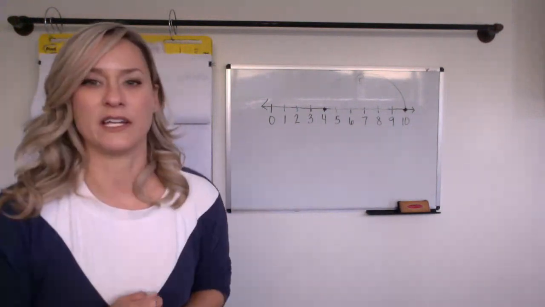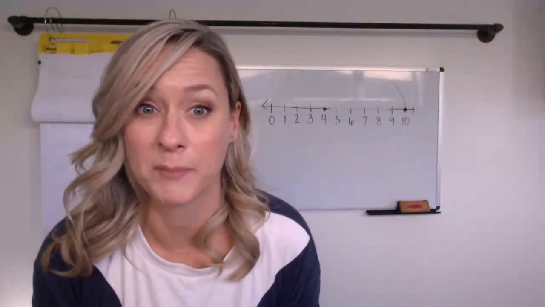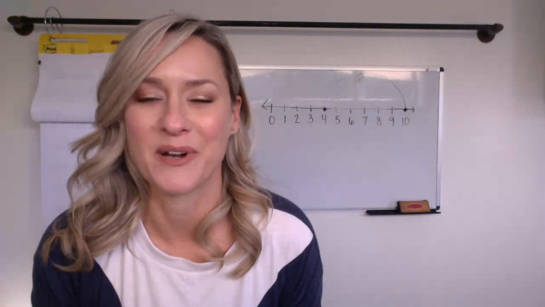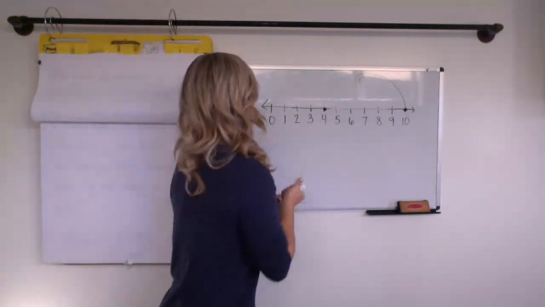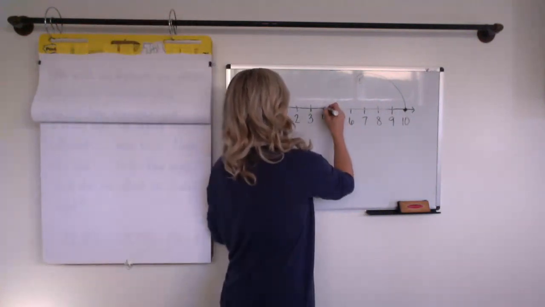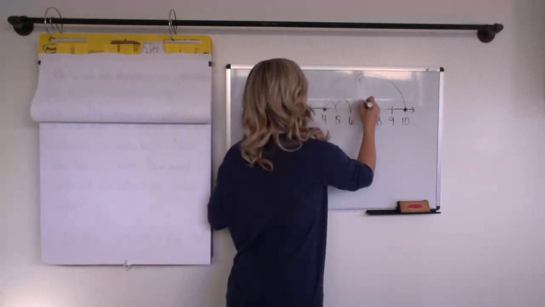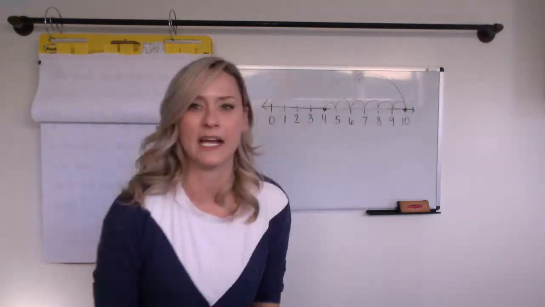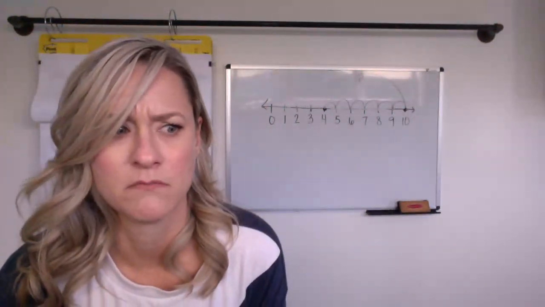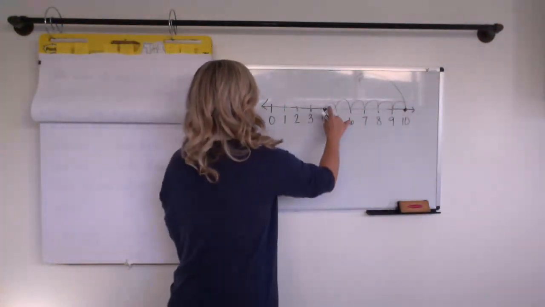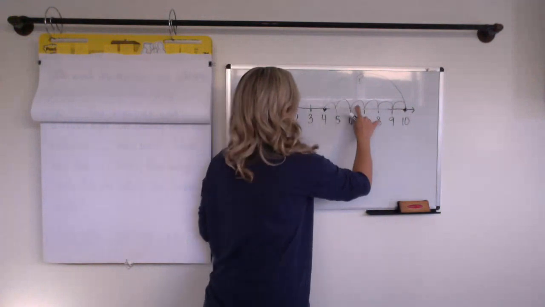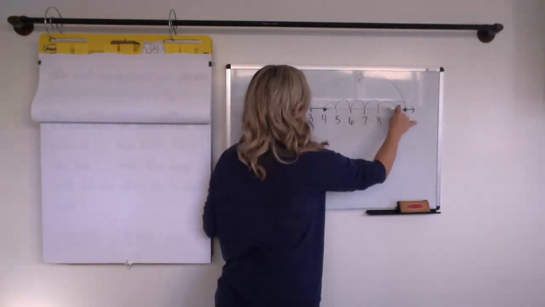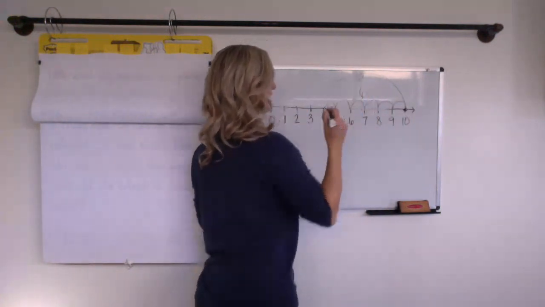All right, you ready? Stand up. We're going to hop this time. We're going to hop together. Ready? Starting at 4, 5, 6, 7, 8, 9, 10. Okay, now, how many hops was it? 1, 2, 3, 4, 5, so we had to hop 6 times.